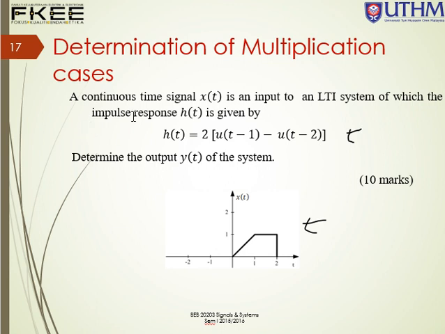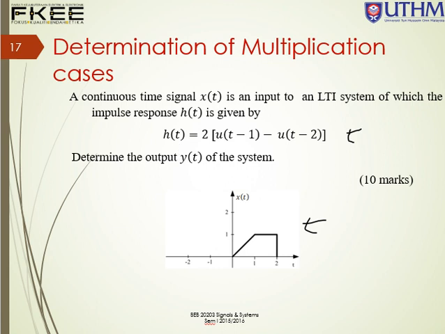Okay, so take a look at the question over here. You are given an LTI system where the input is given with this signal. Then you are given the impulse response of the system, which is h(t) = 2[u(t-1) - u(t-2)], and you need to determine the output of your system, y(t). As we know, for an LTI system, the output is equal to x(t) convolved with the impulse response h(t). So you have y(t) equal to x(t) convolved with h(t).